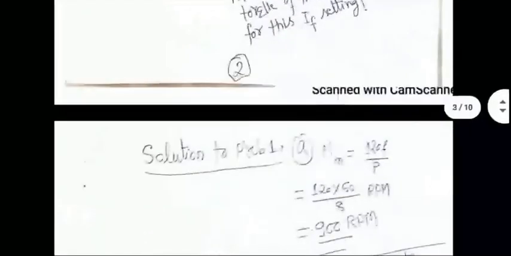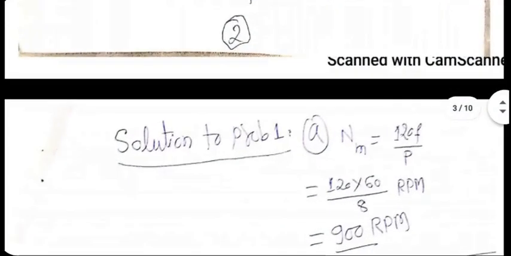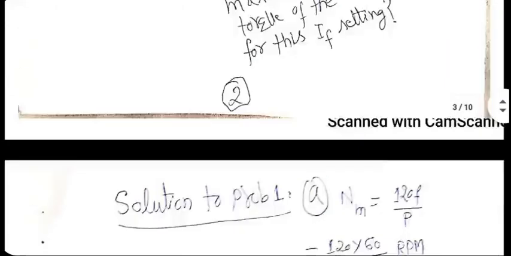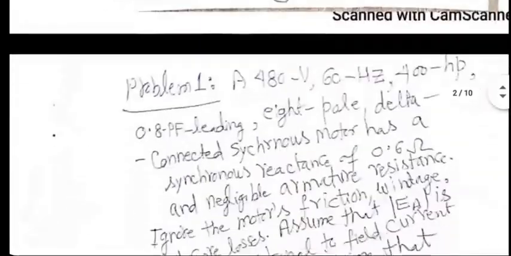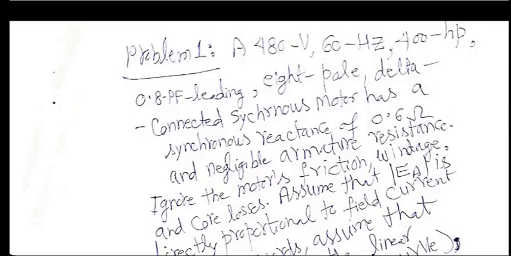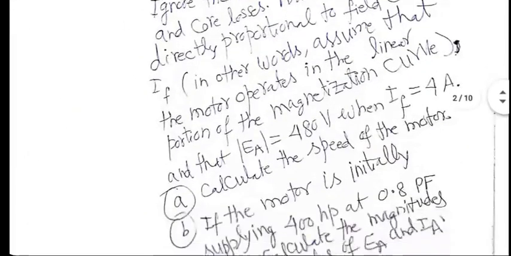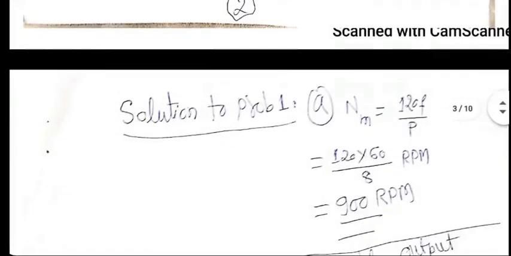Synchronous speed formula is simple, 120 f by P. You are given number of poles, you are given frequency. 8 is the number of poles, 60 hertz is the frequency. Plug in the values, you get the speed of the motor as 900 RPM. Part A is quite simple.